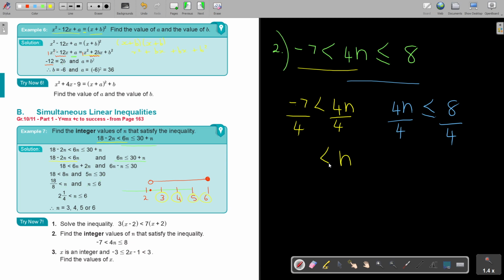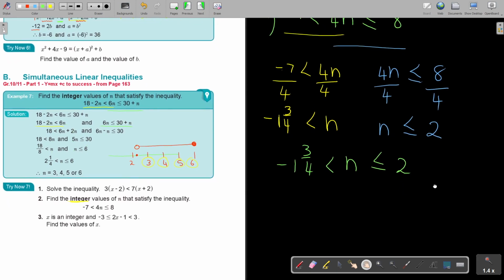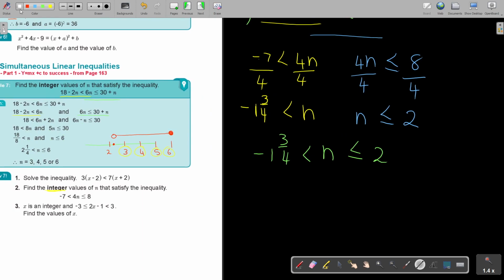So n is negative. It's better that you go to a mixed fraction, because in this find the integer, it's exactly the same. So rather go, it's negative 1 3/4. Can you see that? And then the blue, n is smaller than or equal to 2. And if I put it together, I'm going to say n is bigger than negative 1 and 3/4 and smaller than or equal to 2. Now, if I think of the number line, I can quickly just show you.